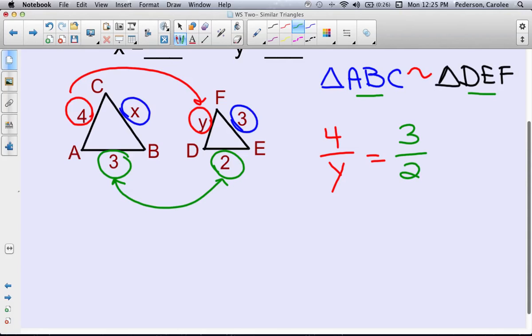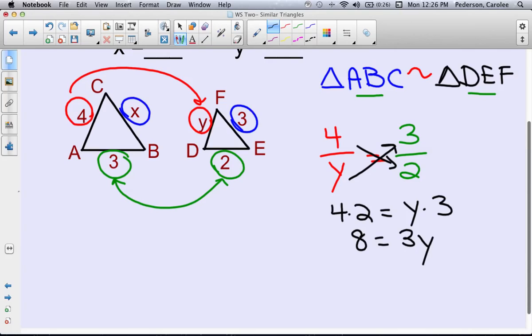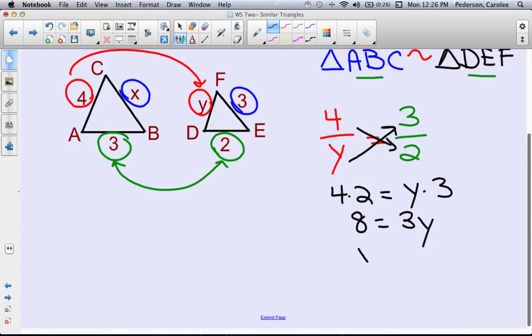Now we're set to solve this for y. So we're going to use cross multiplication. We're going to multiply 4 times 2 equals, and then y times 3. 4 times 2 is 8, y times 3 is 3y, and now we solve this equation for y. Divide both sides by 3, and you get 8/3.